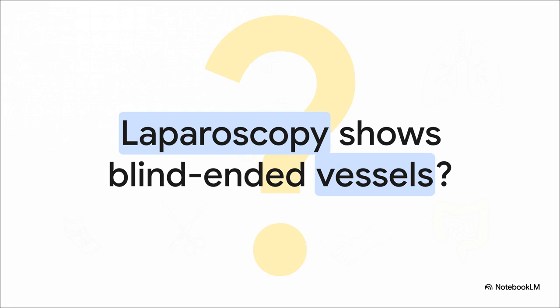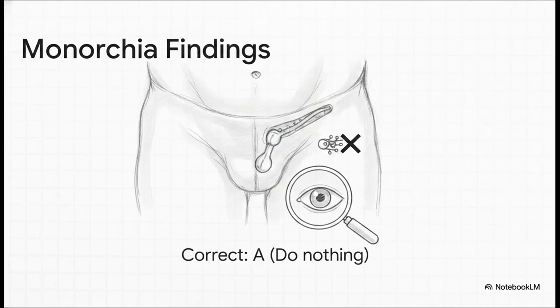The answer is Option A. Do nothing and come out. Visualizing blind-ended gonadal vessels and a blind-ending vas deferens is definitive proof of anorchia, also known as vanishing testis syndrome. It literally means there's no viable testicular tissue left due to a late intrauterine vascular accident, something like torsion.